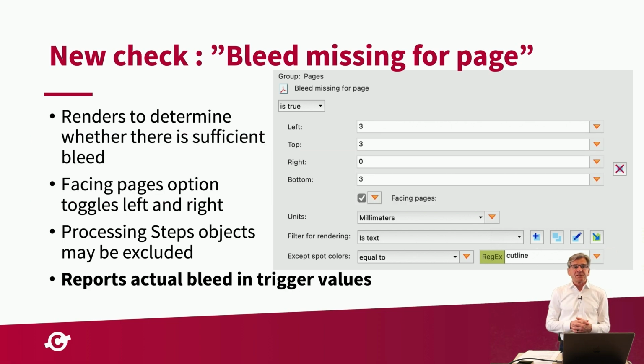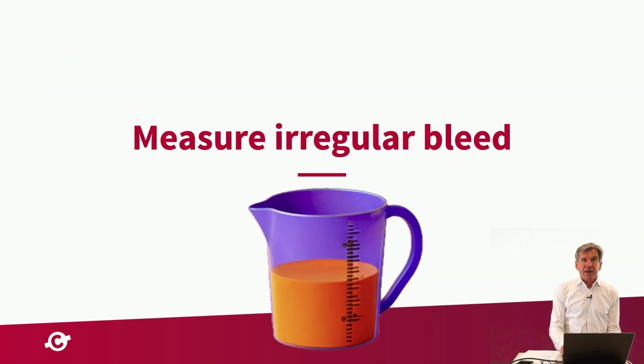Okay, and that is what I've already mentioned. Quite importantly here, pdfToolbox doesn't just tell me whether there is an issue, it also tells me whether there is bleed, and if so, how much bleed there is. Next, the same is even possible for what we call irregular bleed.